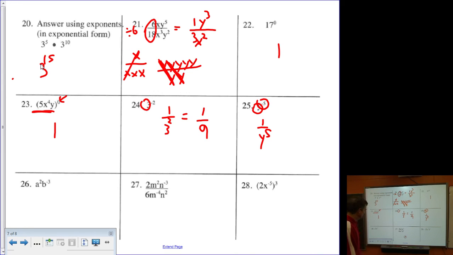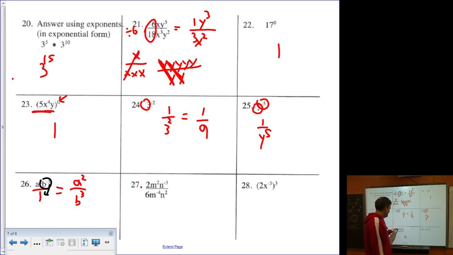Number 26, I would make it into a fraction, and then I would take the term that has a negative exponent and move it to the opposite spot in the fraction. So the a squared stays on top, but the b to the third moves to the bottom.